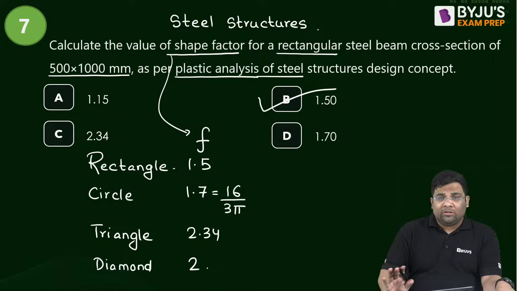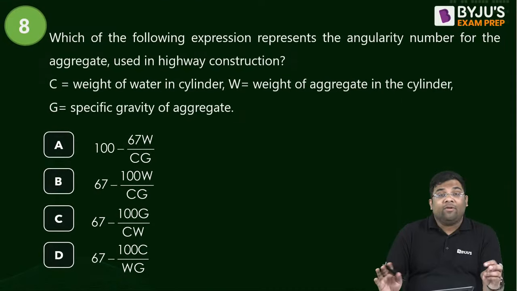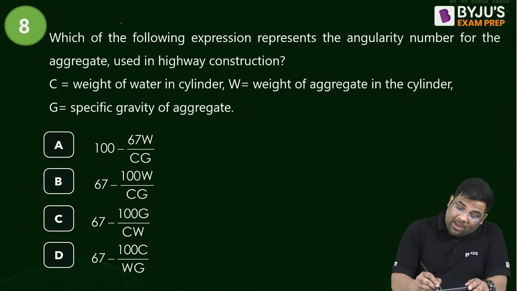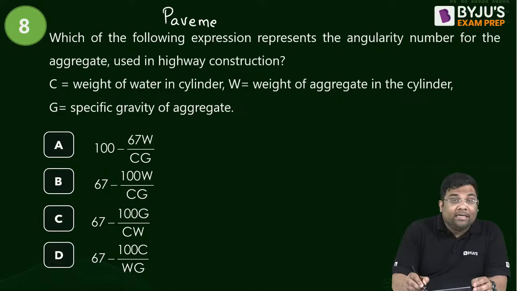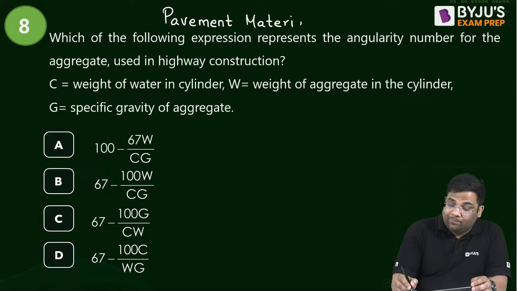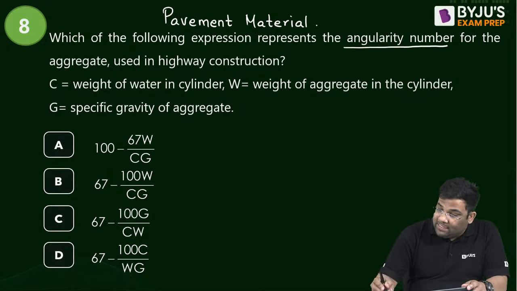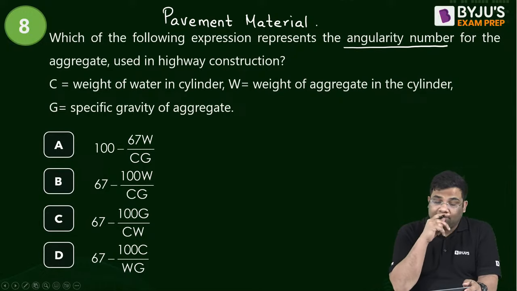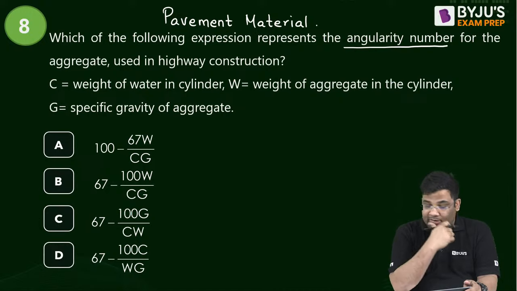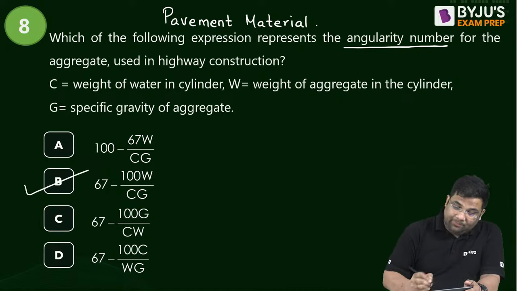You can see that most of the questions are very straightforward, but they are very diverse. Again, they have asked you a question on the angularity number, which is for pavement material. Again, they have asked the direct formula, right? So it's very important that you go through the direct formulas first. Tell me the right answer to this. The angularity number. What is the angularity number? Tell me the right answer to this. Option B, very good, Afrit. Yes, the answer is B.